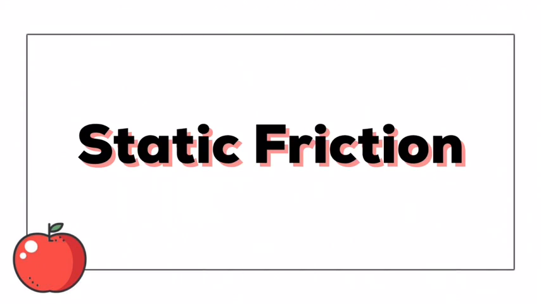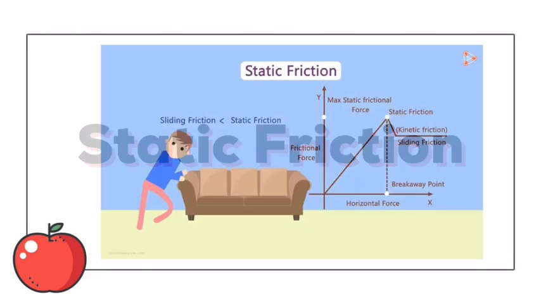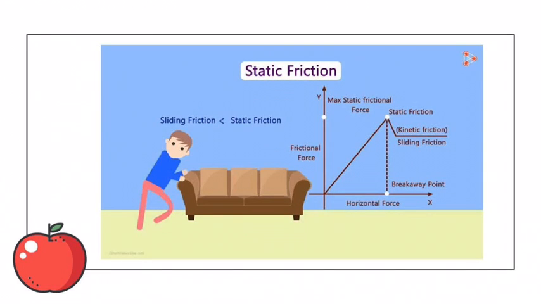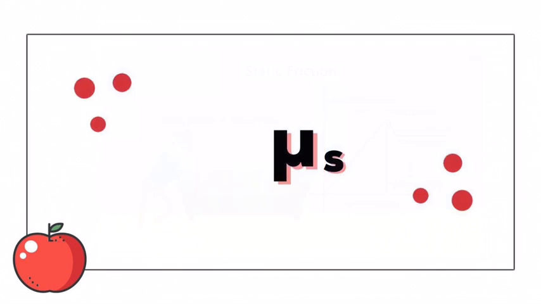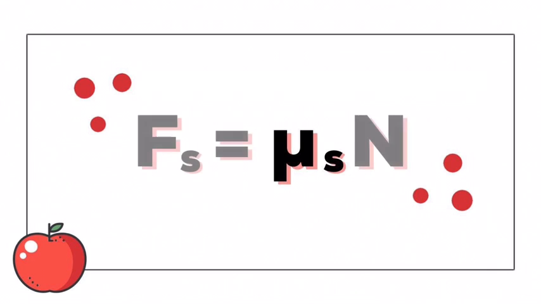Static friction. Static friction is a force that keeps an object at rest. If a small amount of force is applied to an object, the static friction has an equal magnitude in the opposite direction. The coefficient of static friction is assigned the Greek letter mu. The maximum force of static friction is μs times the normal force of the object.